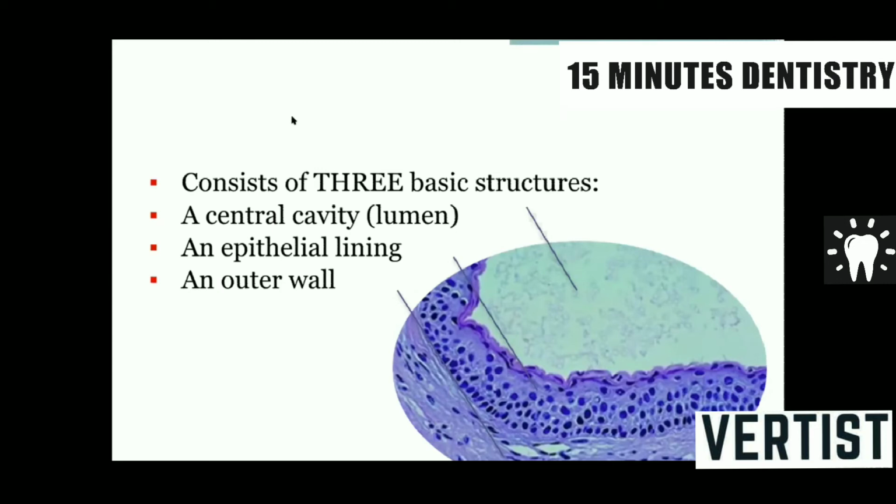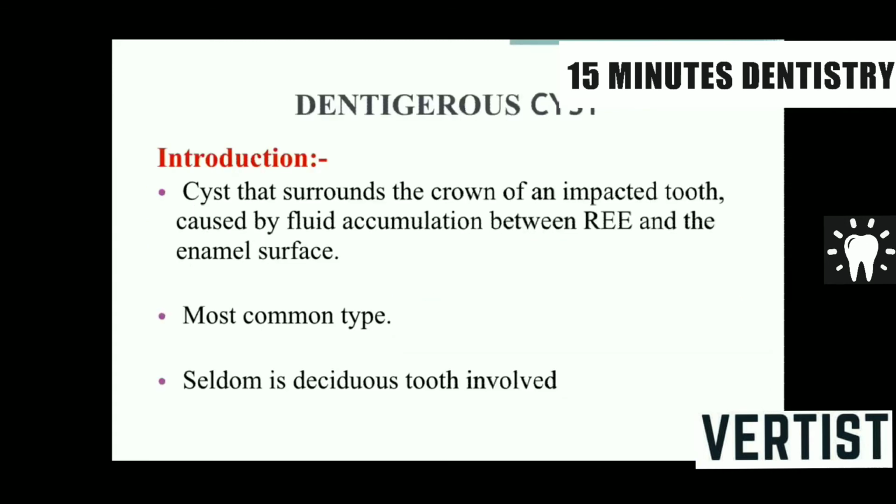Basically, odontogenic cysts are classified into developmental and inflammatory type. The inflammatory type is the radicular cyst, which is the most common type of cyst. Here in this photomicrograph, cystic epithelium is seen. This is the lumen of the cyst and this is the connective tissue capsule of the cyst. Now let us discuss dentigerous cyst.